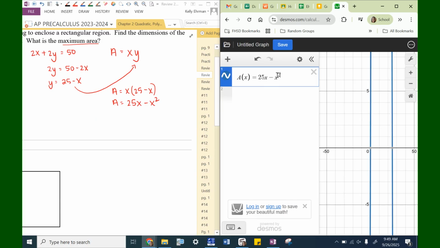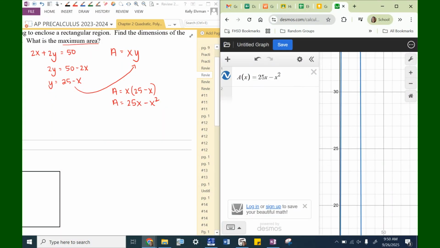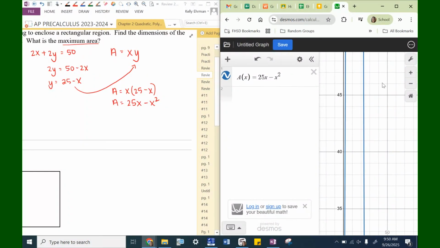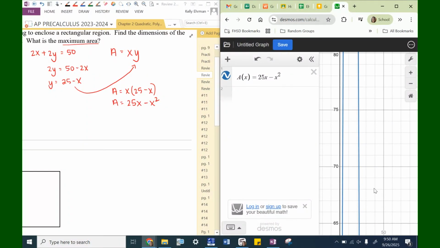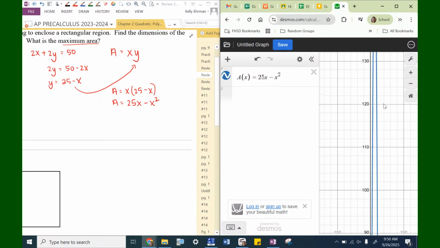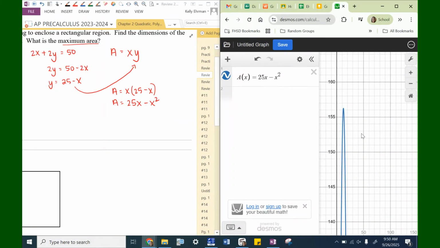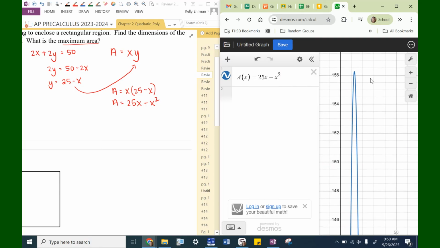Or you could keep it in its factored form. That doesn't matter. All right, what is the maximum area? So the vertex is somewhere up here. Again, you can either drag to find this or scroll out. There we go. It's a bit weird scrolling. You also know, you could see the zeros. We're at 0 and 25, so the vertex is going to be halfway between those. But click near the top.